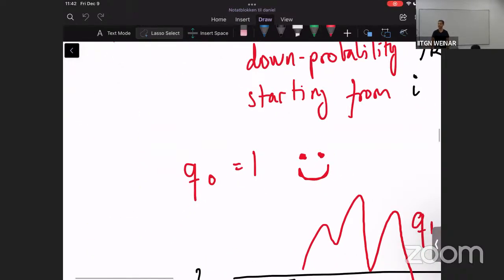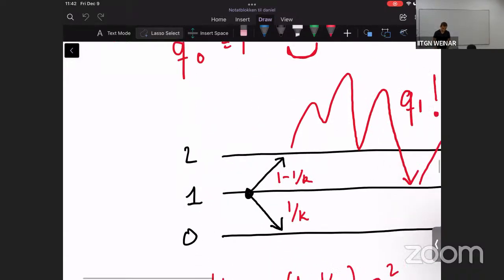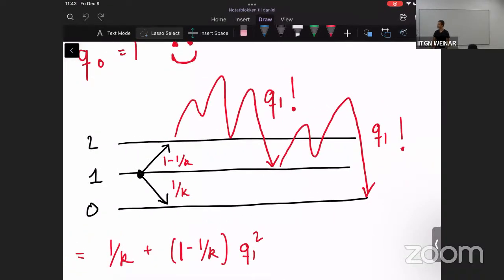Okay, Q0 is 1. You start at 0. Q1 is already non-trivial. What's the probability that you eventually reach 0 if you start from 1? And here is a fun analysis for Q1. You start at position 1, and then in the first step, you go down with probability 1/k and up with probability 1 minus 1/k. And now we ask, what's the probability that you're going to eventually reach 0 from position 2? Well, that's Q2. Okay, we've written Q1 in terms of Q2, but that's not very nice. We want to write Q1 in terms of Q0, not in terms of Q2. But if we want to reach 0 from 2, we need to eventually visit 1 first.